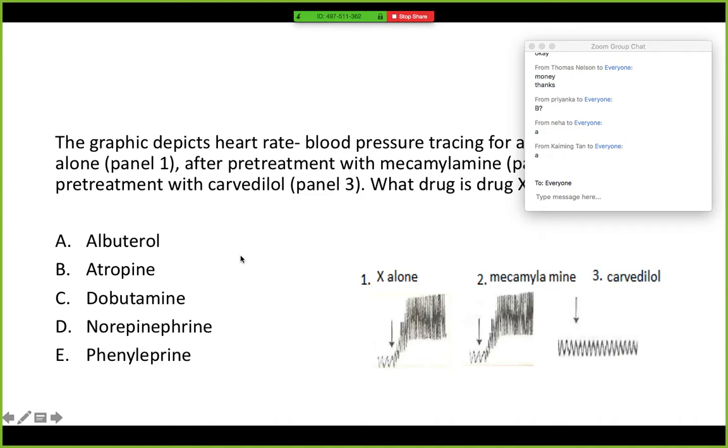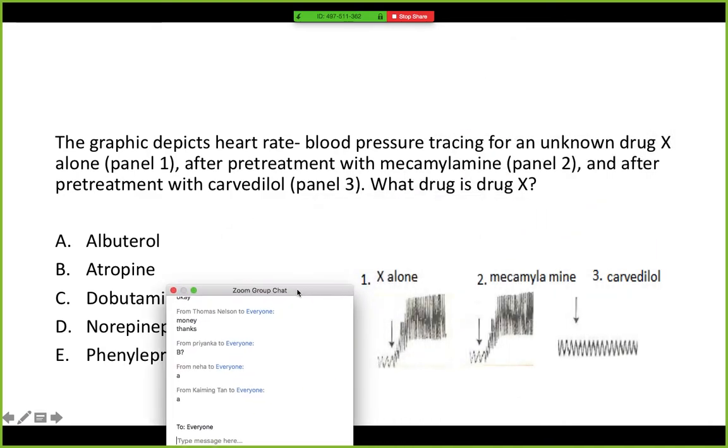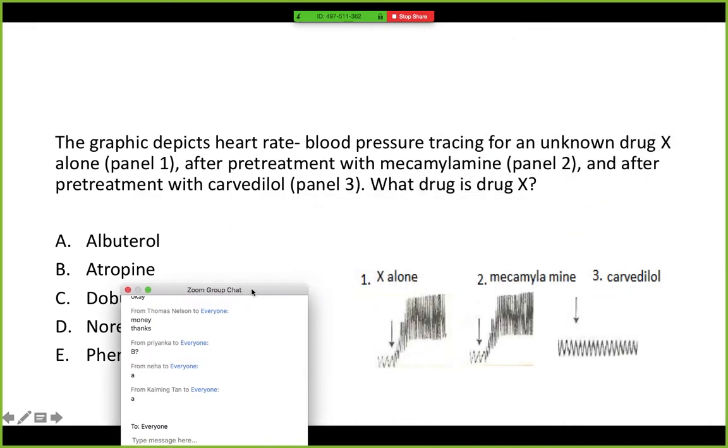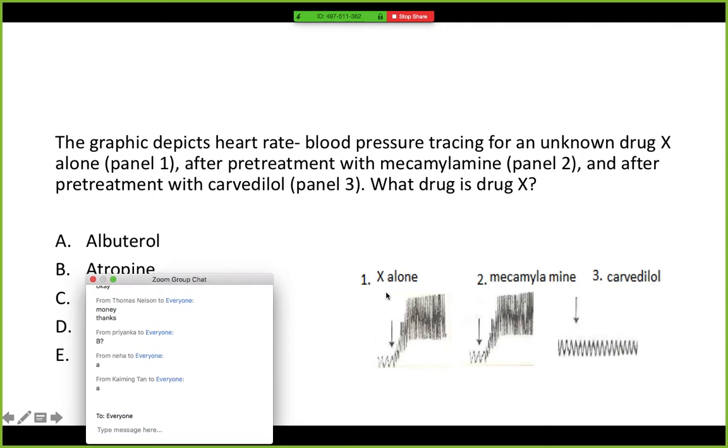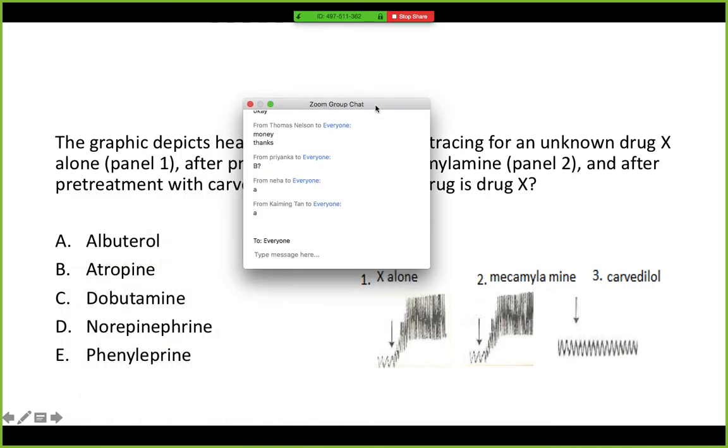Okay. How about this one? Let me move this so you can read. So in number 1 here you have the drug X alone. In 2, it's been pre-treated with mecamylamine. And then in 3, you've pre-treated with carvedilol.